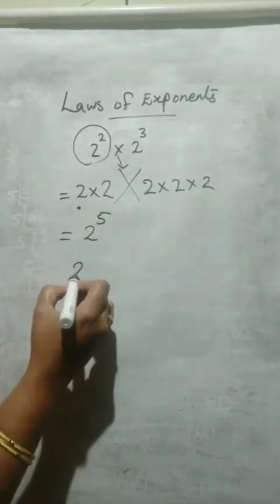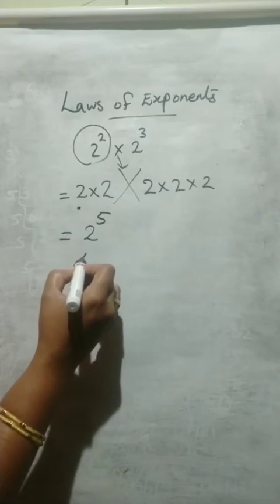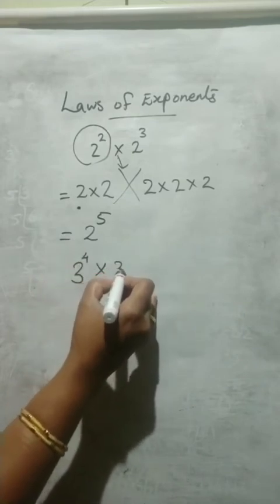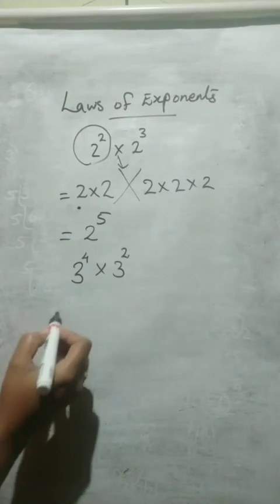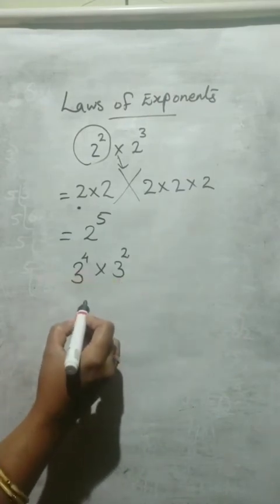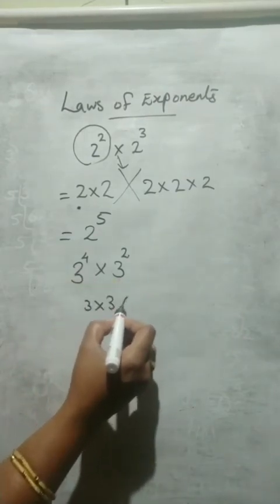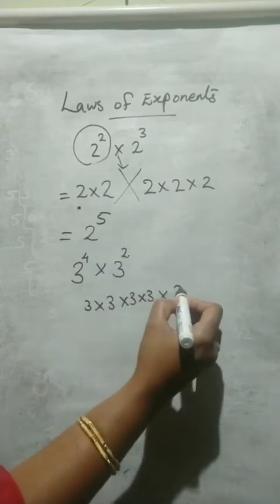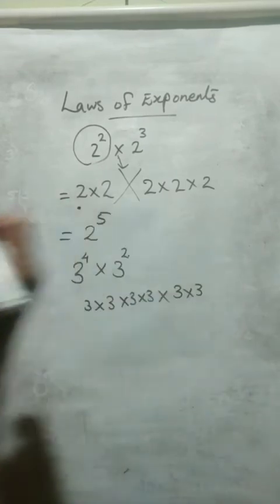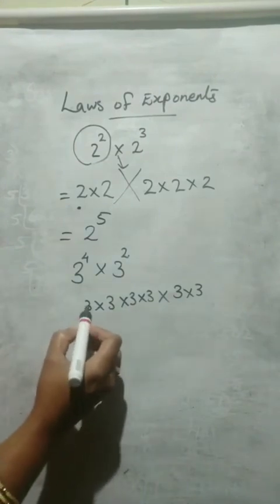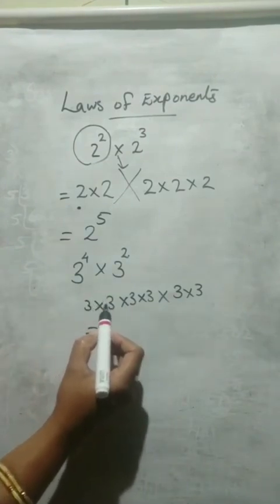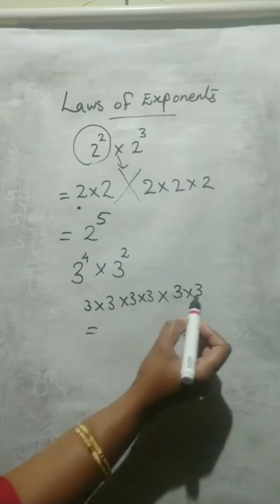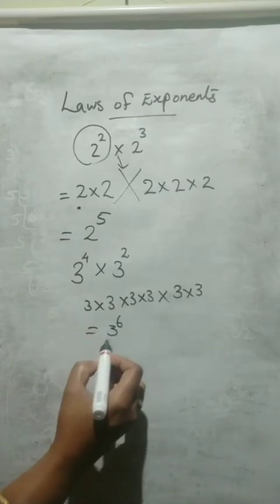Then 3 raised to 4 multiplied by 3 raised to 2. That is 3 raised to 4, that is 3 times 3 times 3 times 3. Then 3 raised to 2, that is 3 and 3. Then how many 3's are there? 1, 2, 3, 4, 5, 6. That is 3 raised to 6 is the answer.